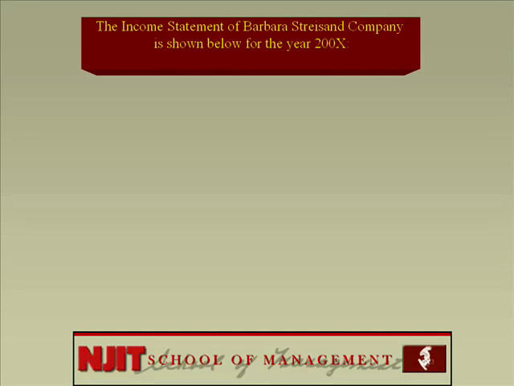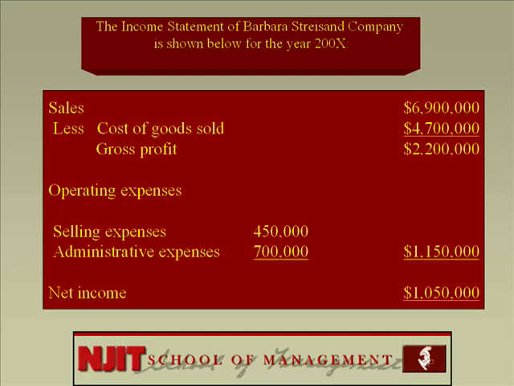I want you to look at this problem, the Barbara Streisand Company, for a hypothetical year, 2000X. Here is the income statement. Sales less cost of goods sold give you gross profit. You deduct operating expenses, you get the net income. So, according to the income statement, it looks good. I want you to print this out before you proceed. Are you done? Let's go to the next one.